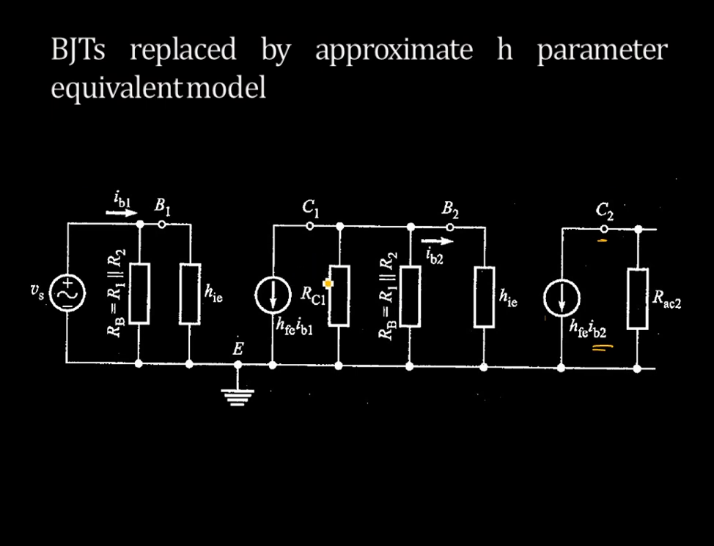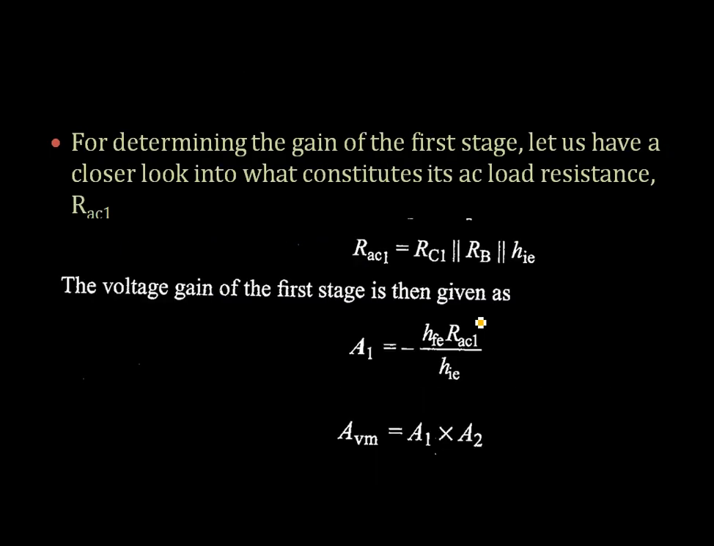Sorry, the first stage. The output you have is RC1 parallel to RB parallel to HIE. So that is shown here. For the first stage, we have the AC load RAC1 equal to RC1 parallel to RB parallel to HIE. So the voltage gain of the first stage will be A1 equal to minus HFE RAC1 by HIE. So what is ultimately the gain? It is a multiplication of A1 and A2. AVM is equal to A1 into A2.